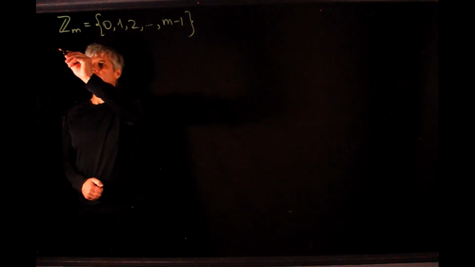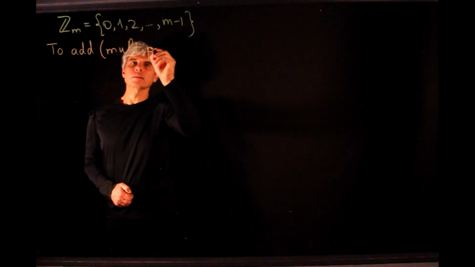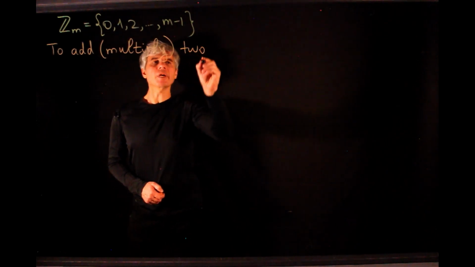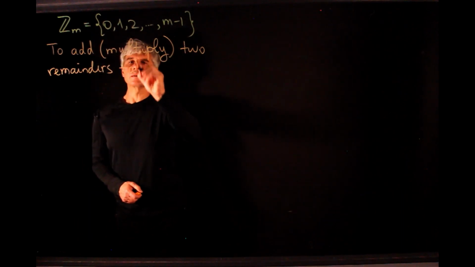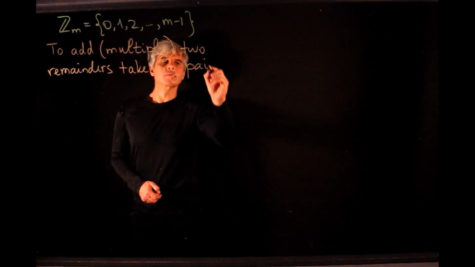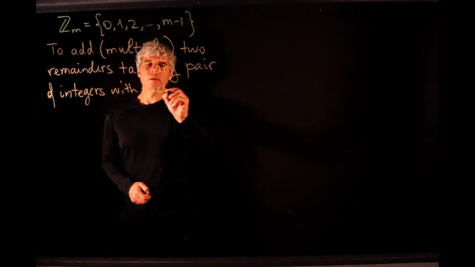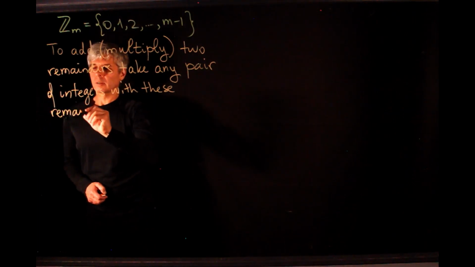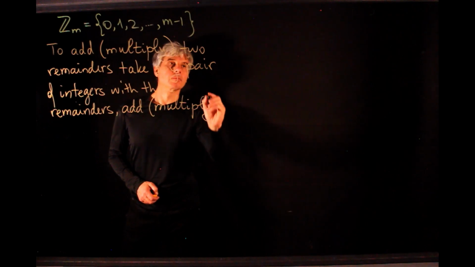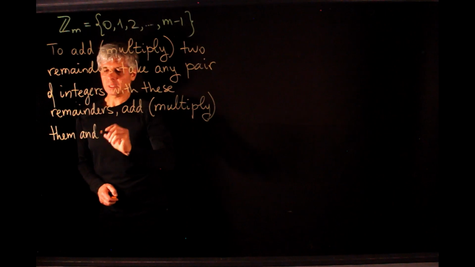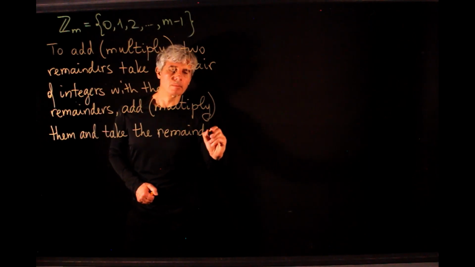So here we formulate the following rule. To add or multiply two remainders, take any pair of integers with these remainders, add them or multiply them, and take the remainder of the result.